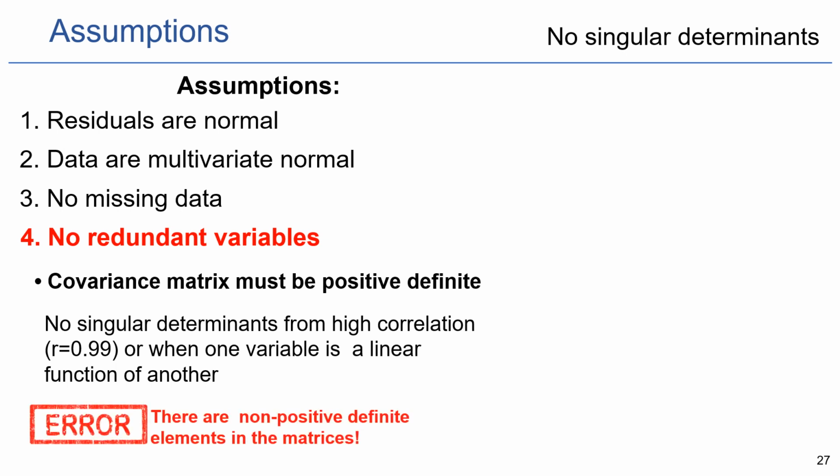So when we have such a problem, we usually get an error message from lavaan that we have non-positive definite elements in our matrix.